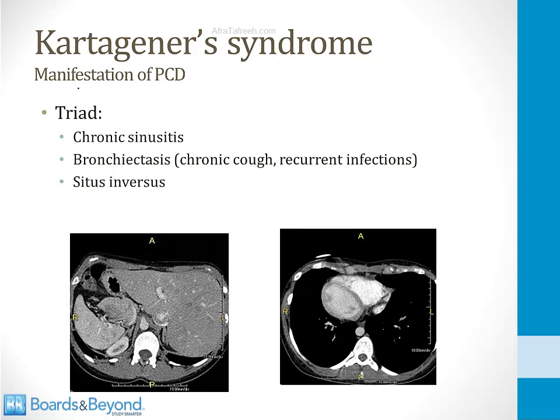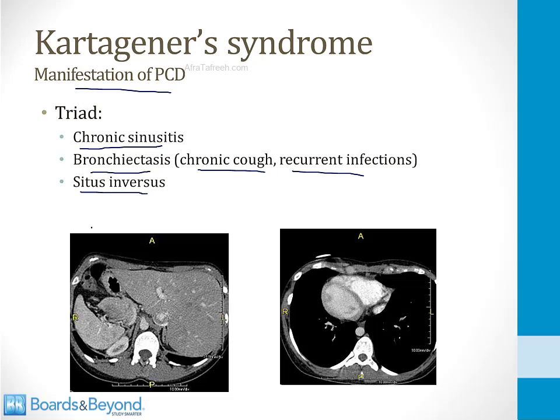Some patients with primary ciliary dyskinesia develop what's known as Kartagener syndrome. This is a potential manifestation of primary ciliary dyskinesia. Kartagener syndrome is a triad of chronic sinusitis from ciliary dysfunction, bronchiectasis, which includes chronic cough and recurrent infections also from ciliary dysfunction, and situs inversus. Situs inversus is when the organs in the abdomen are inverted and the left organs are on the right and vice versa. This happens because ciliary function is also important in utero for proper positioning of the abdominal organs.